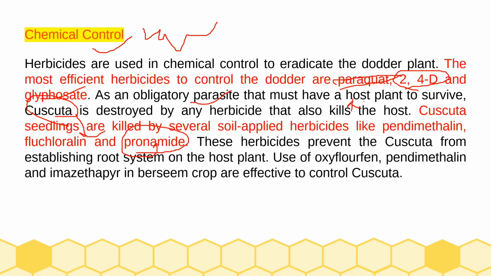Cuscuta seedlings are killed by several soil-applied herbicides. By using soil-applied herbicides like propyzamide and flucloralin, you reduce the Cuscuta seed bank in the soil. Other herbicides, like oxyfluorfen, pendimethalin and imazethapyr, are used in the berseem crop.